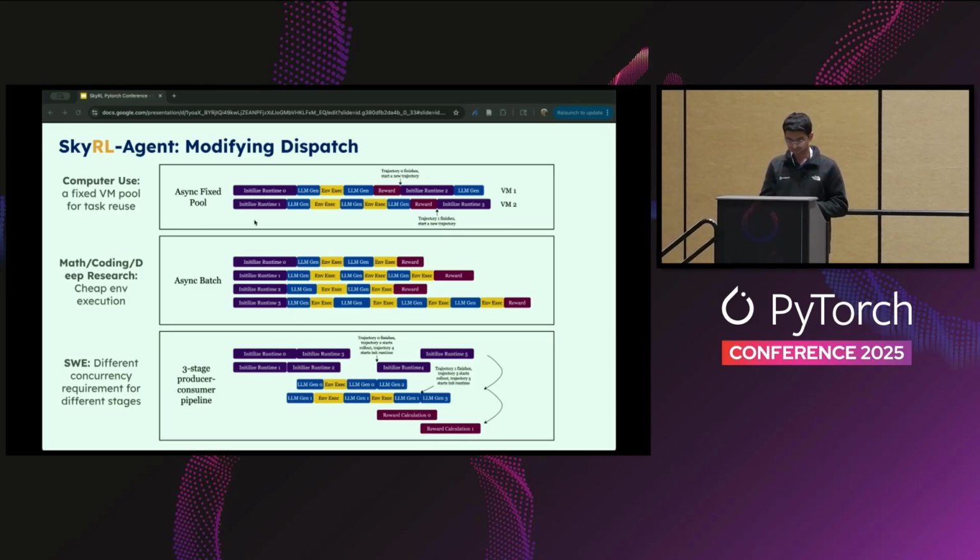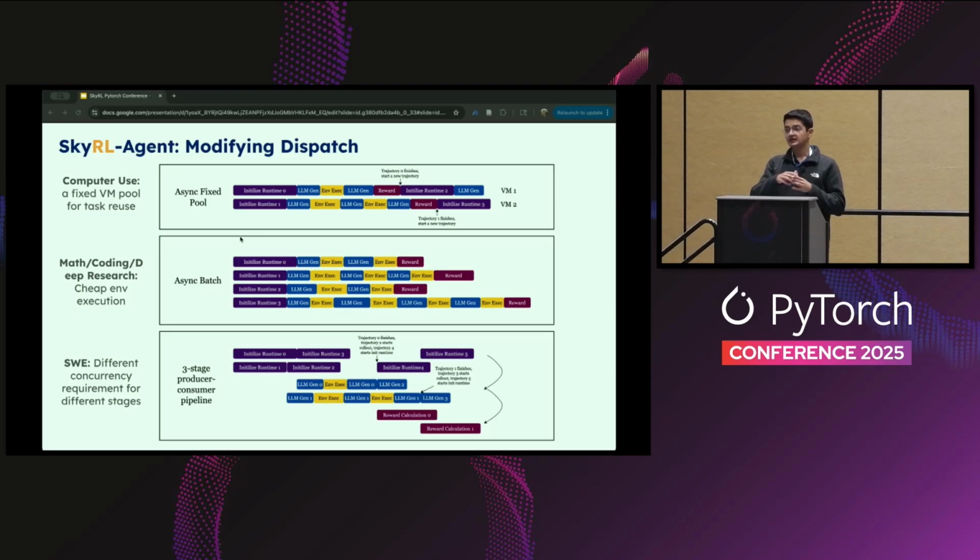For the math, coding, or deep research task, environment execution is really cheap, right? These are API calls, or maybe this is just executing LLM code in a separate process. So you could scale by just executing each trajectory at the same time concurrently in an asynchronous fashion.